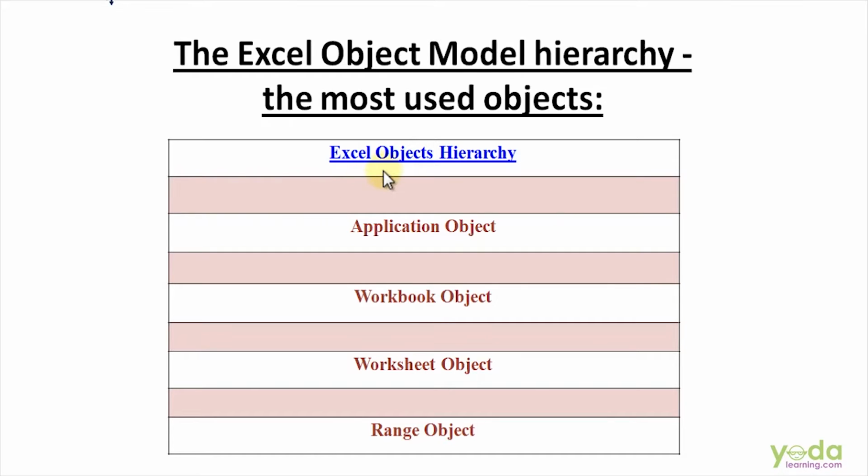If you want to change the font in a cell, you need to get to the font object. Let's see how to get there. Start with the application object. Then navigate to the workbook, then to the worksheet, and then to the range. Finally, to the font object.